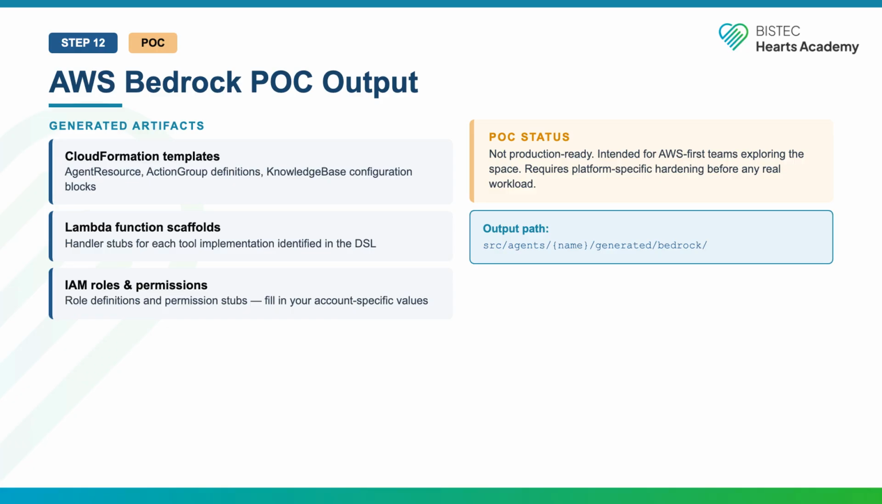This output is a starting point for teams building on AWS who want to understand what a Bedrock implementation of the agent would look like. It is not production-ready as generated. Platform-specific hardening, security controls, observability, and error handling are required before it can carry any real workload. Everything lands in the agent's Bedrock generated folder.